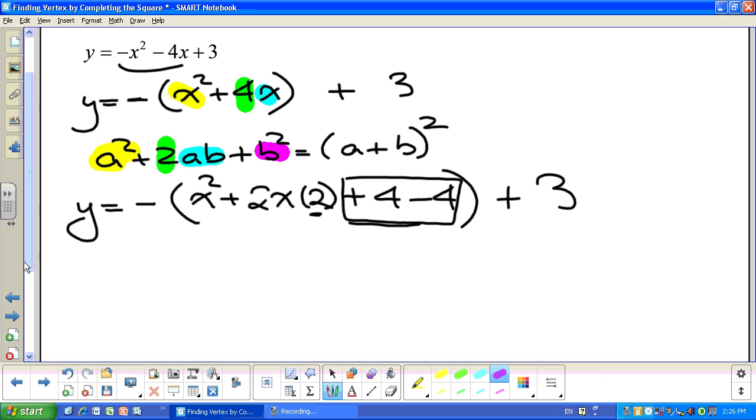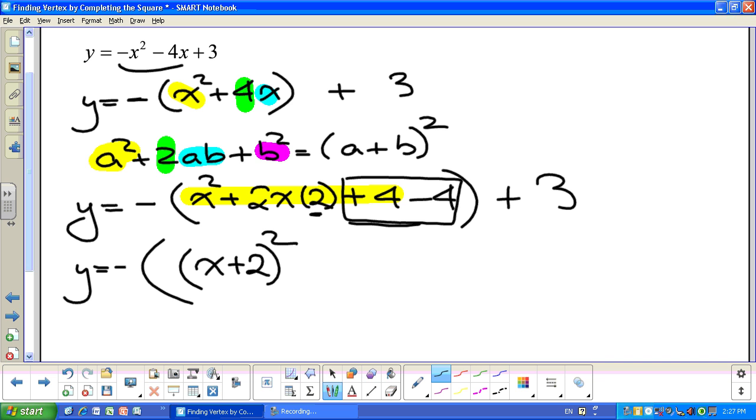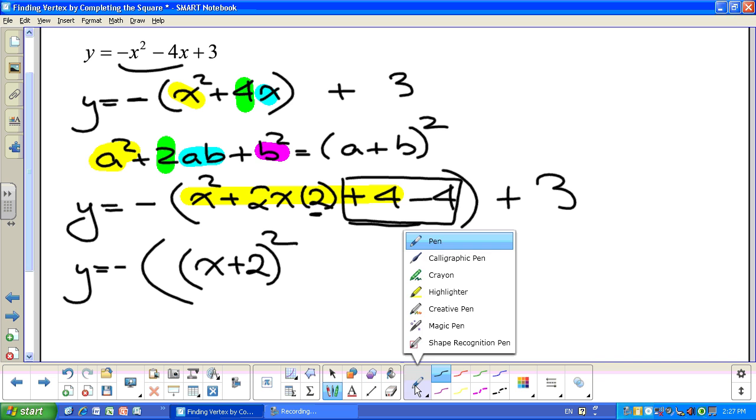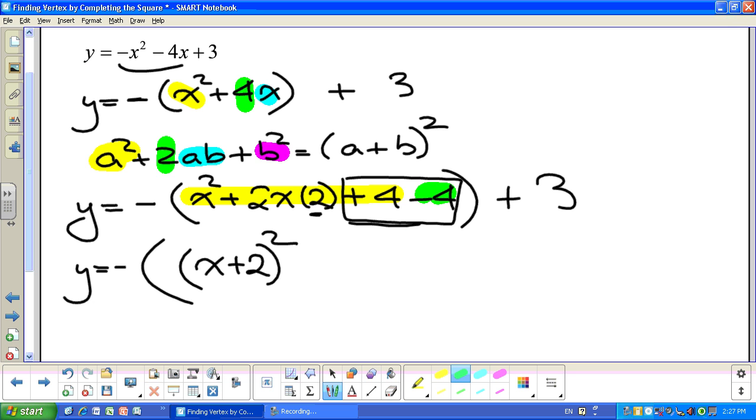Plus 3. Good. So let's see what happens at the next step. Look how lucky we are. My first 3 terms are giving me what? A perfect square binomial, which is x plus 2 squared. And then what else do I have? I still have negative 4 in the bracket, so I need to copy it here. Minus 4. I close this bracket. Plus 3. Now let's make sure we understand that this bracket over here is nothing else but this bracket over here. Correct. Okay, good.